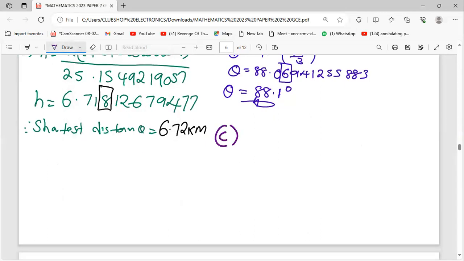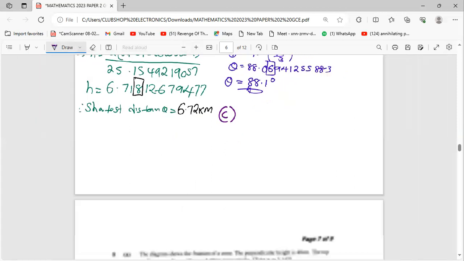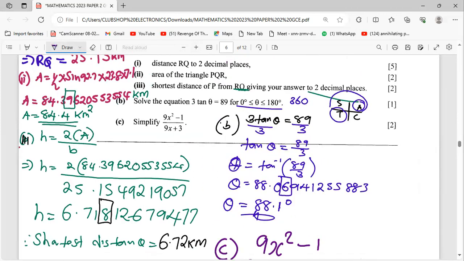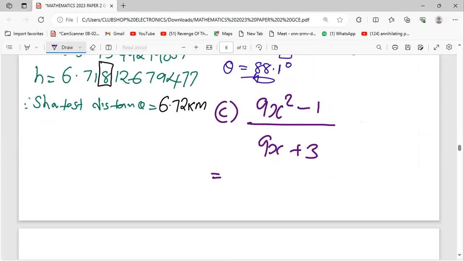Okay, so we have C. We need to simplify 9x squared minus 1 divided by 9x plus 3. Okay, so when you look at what is on top here, is a minus and a square, meaning that there is a number you can square to give you 9, and the number is 3. There's a letter you can square to give you x squared, which is x, minus the number you can square to give you 1 is 1. So you factorize it like that, right?